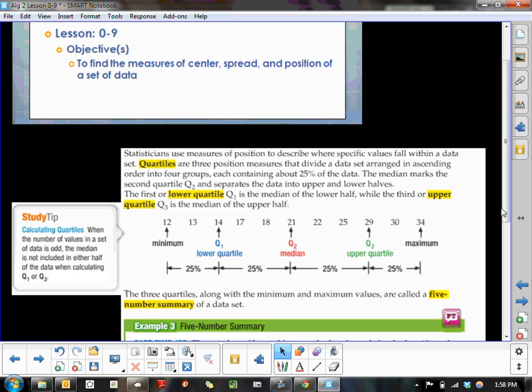So these 3 quartiles, along with the minimum and maximum values, are called the 5-number summary of a data set. When we're counting quartiles, when the number of values in a set is odd, the median is not included in either half of the data set. We calculate Q1 and Q3. So if it's an even set, it's split into top and bottom, and if it's odd, it's split into top and bottom, but the median is not counted in either one.